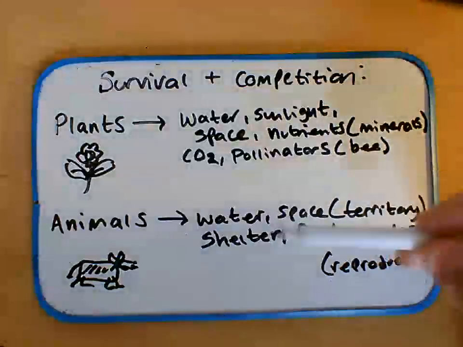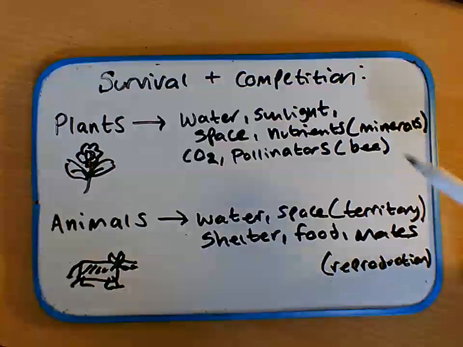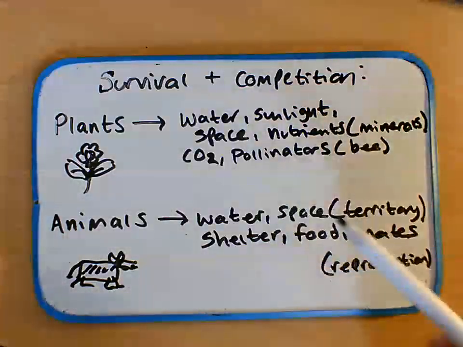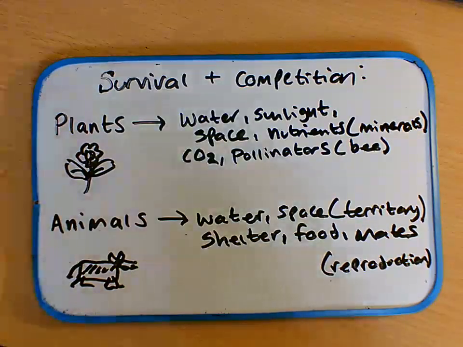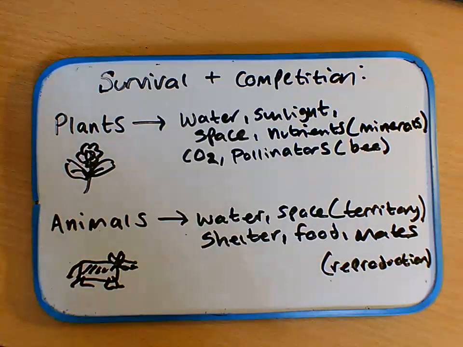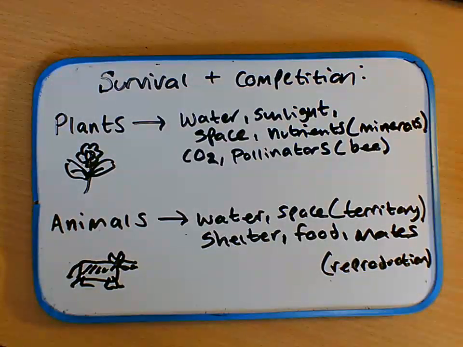So you'll see there's some common things they require. But obviously animals don't make their own food through photosynthesis, so they don't require things like the sunlight and the CO2 and the pollinators. Now, what will happen is animals and plants will compete for all of those factors for survival.